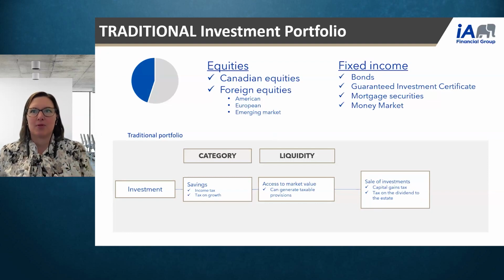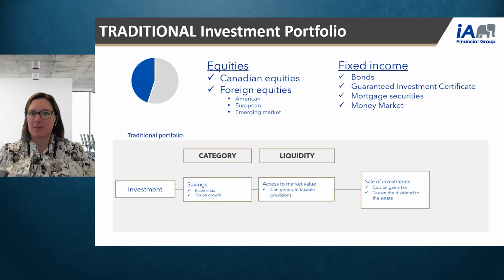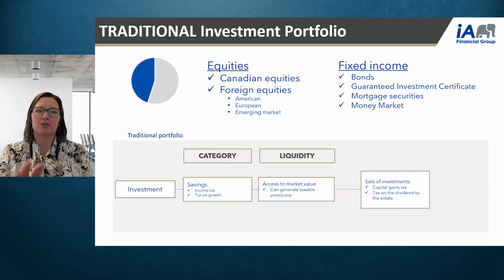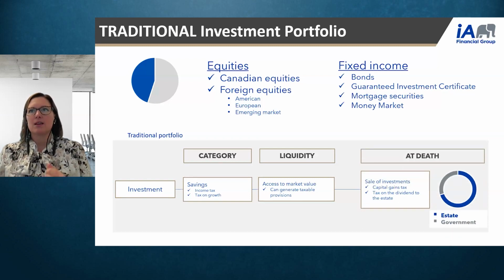But there is a downside. When you access that capital by selling those mutual funds, number one, it might not be the best timing. Perhaps it's a down market, not an up market, and they might not be at the best advantage at that point in time. Additionally, there's also capital gains tax and a tax on the dividend to the estate if we're looking at a sale on death. So there are some inefficiencies inherent in this structure that we could do a little bit better on if we want to make it more streamlined for the client, I guess would be the word.